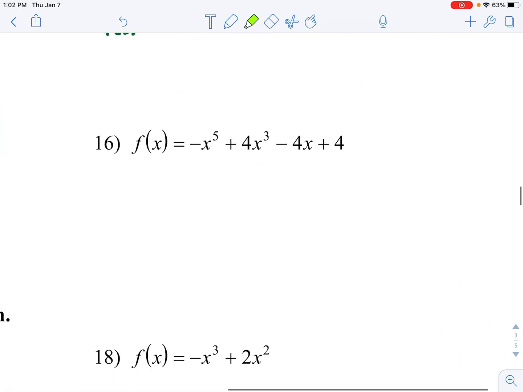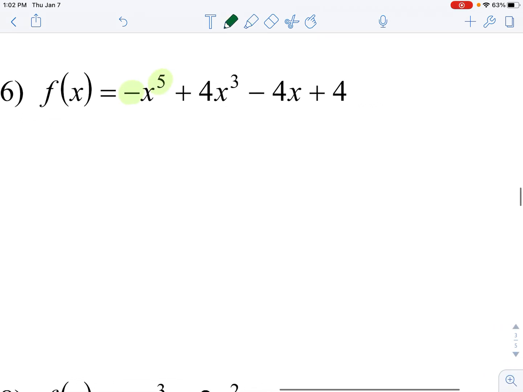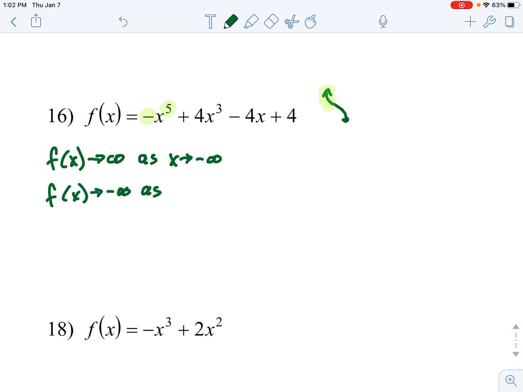Number 16. Negative lead coefficient, odd power. You can go scroll back up and check the reference or not. I know that this is that spaghetti shape, but it goes downhill instead of uphill. So it's that overall shape. The left arrow points up, so f of x goes to positive infinity as x goes to negative infinity, that's left. And then f of x points down, negative infinity, as we look at the right hand arrow, so x goes to the right, positive infinity.